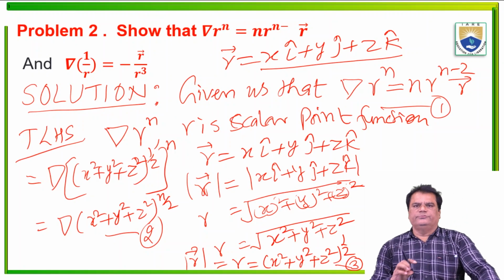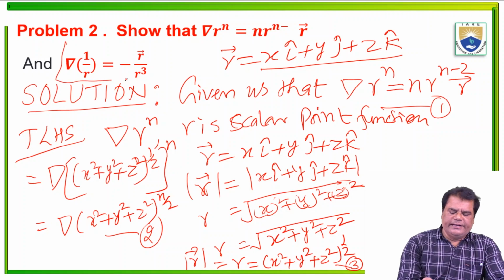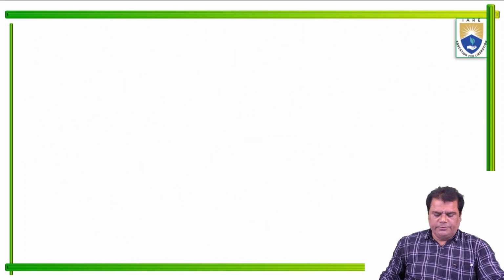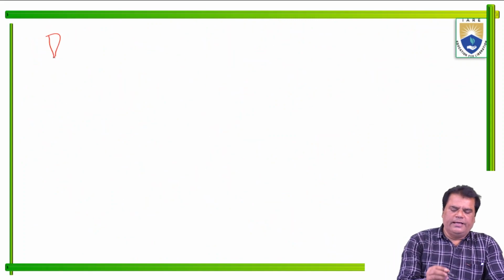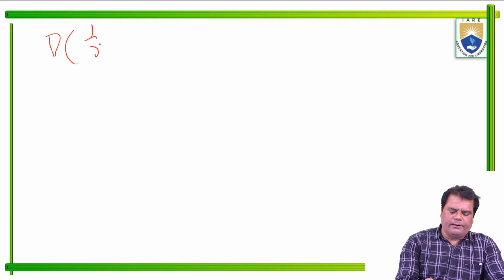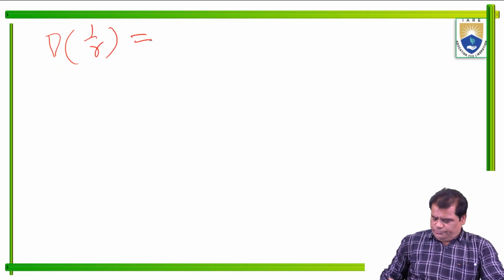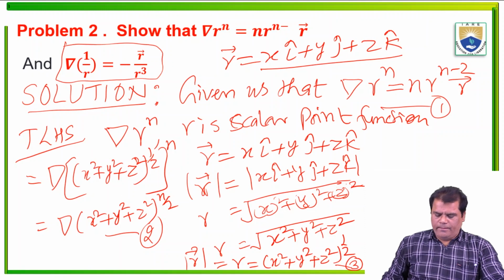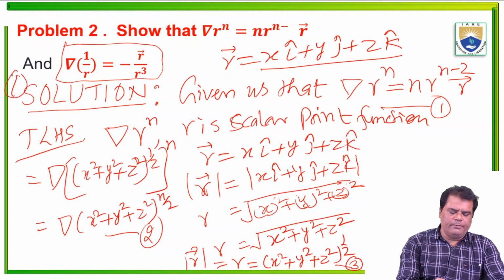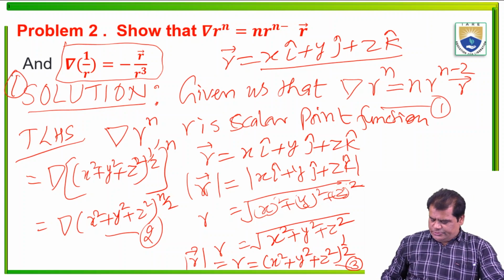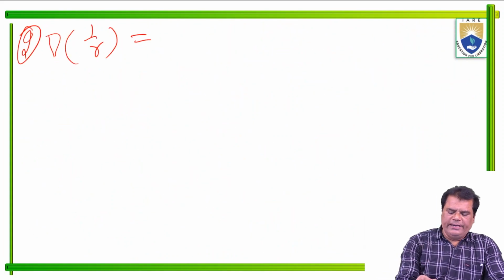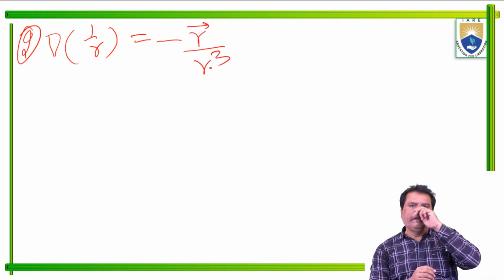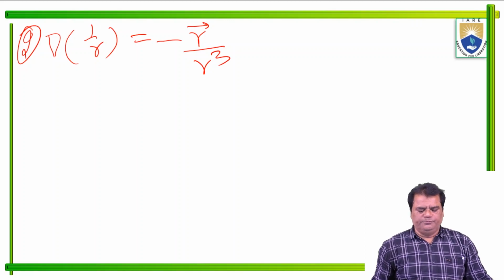Now the second problem. The second problem is del of 1/r. This equals, as in problem 1, minus vector r upon r cube. Okay, this is problem 2.